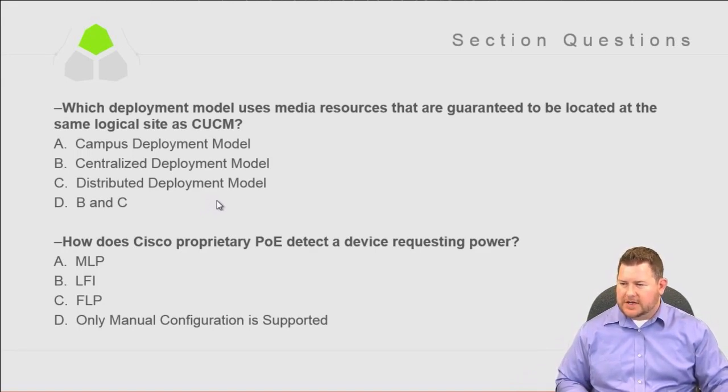Okay, so it looks like we have several A's here. We also have one B and C. A is the correct answer in this case because in your campus deployment model, every resource is located at that one site.